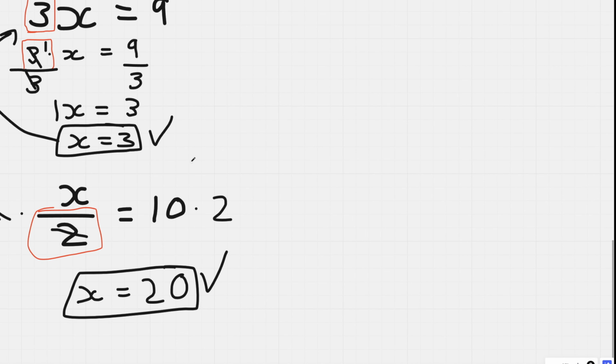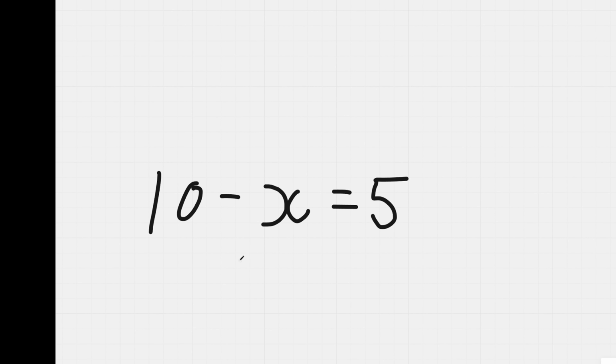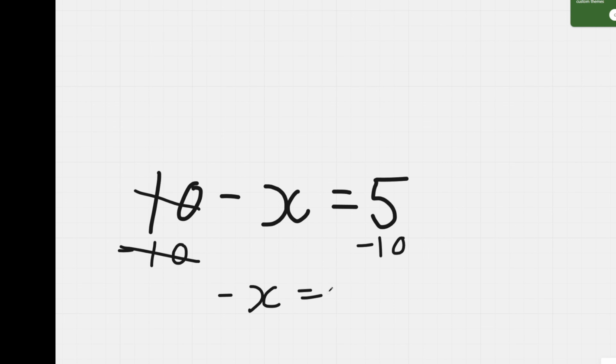Now we can go to a little bit harder questions. Okay. So we have this extra 10 here that I don't want. Right? And this is a plus 10, because there's no negative sign in front of it. So this extra 10, I'm just going to subtract from both sides. 10 minus 10 is 0, so these cancel. So now I have negative x equals 5.